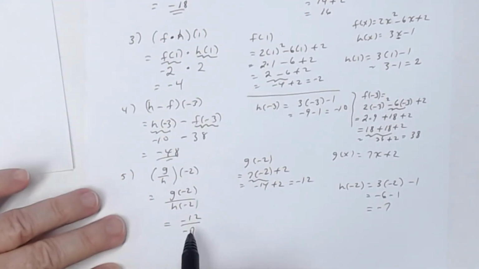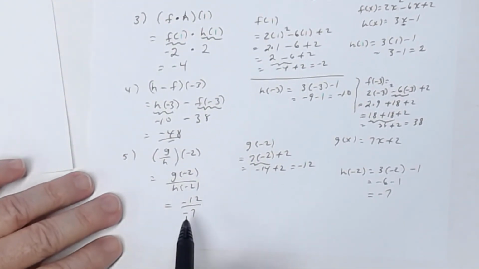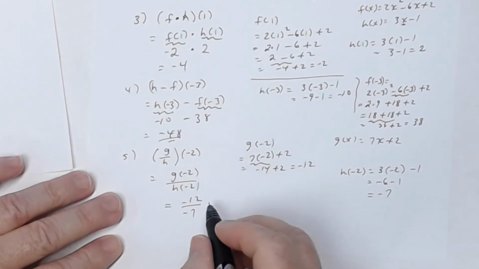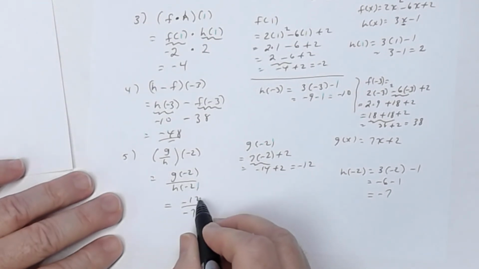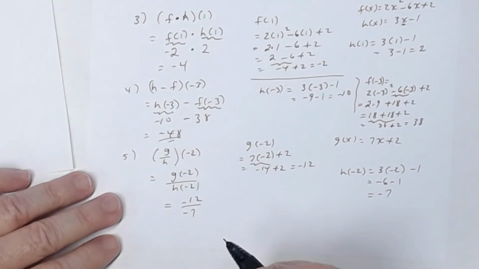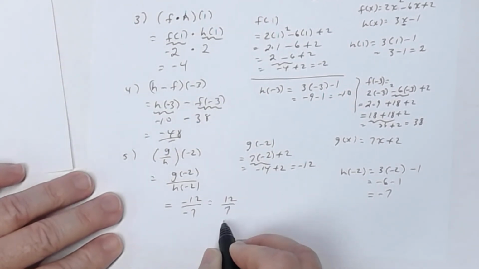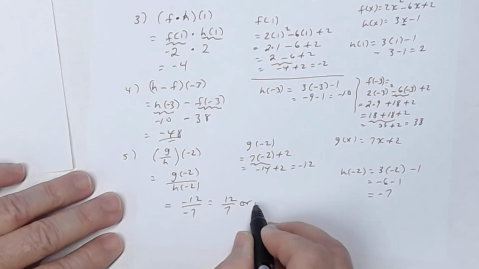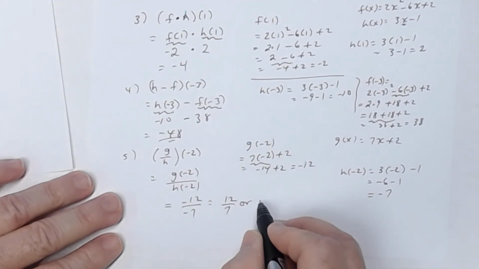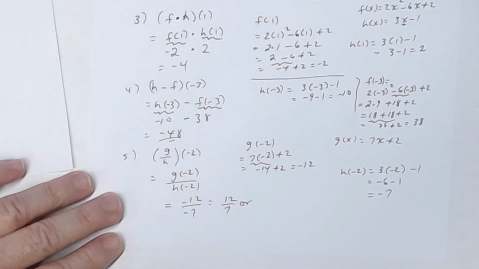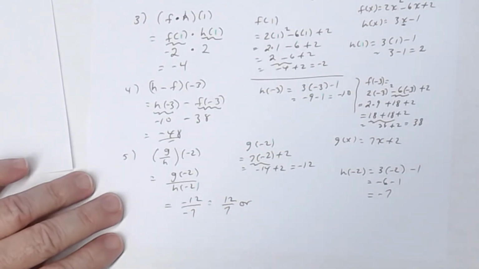And then reduce if you can. We all know that a negative divided by negative is a positive, so you need to write it like that. And 12 and 7, the greatest common factor is 1, so then we can just leave it as positive 12 sevenths. Or if you want to write it as a mixed number, you can. So remember how to write that as a mixed number. Let me go ahead and do that on here.